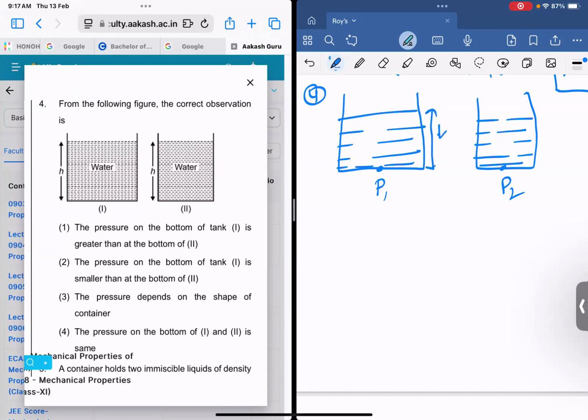No wait, it will be the same, option number 4. Why? Because the heights of both of them are the same, so the gravitational constant will also be the same on both. If one was lower than the other, then that lower one would have less pressure, because the pressure formula is rho g h.